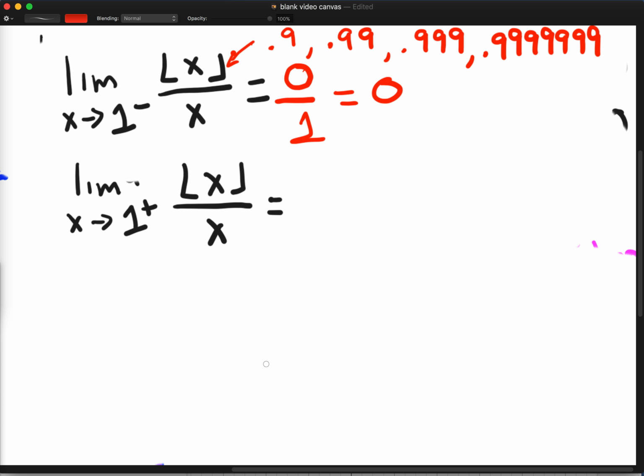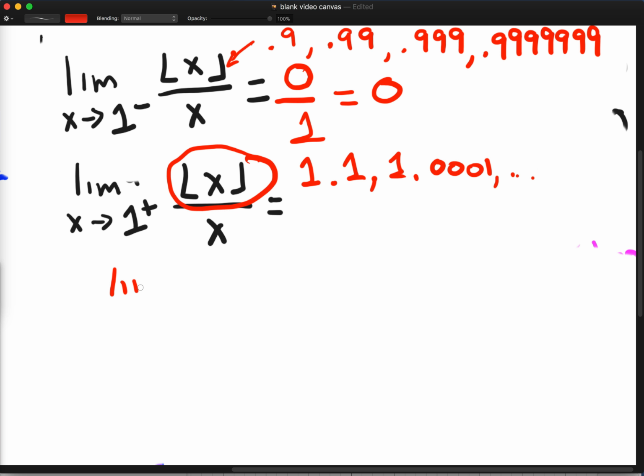All right. So what did you guys come up with? What do you think? 1. Isn't that simple? It is just 1, because you guys had the right thought process. Basically, what are the numbers you're thinking of? Like 1.1, 1.0001, and so on and so forth. Numbers like that, right? So what's the floor of every single one of those numbers? 1, right? Okay, so this is exactly the same as this. Identical to this.